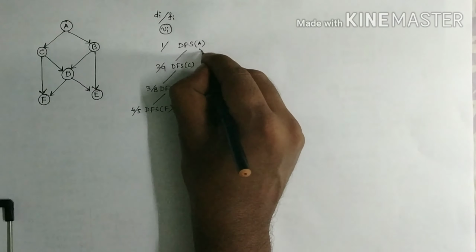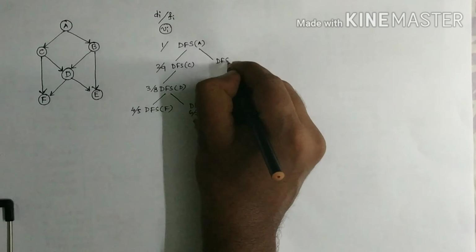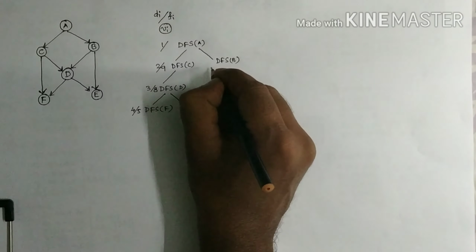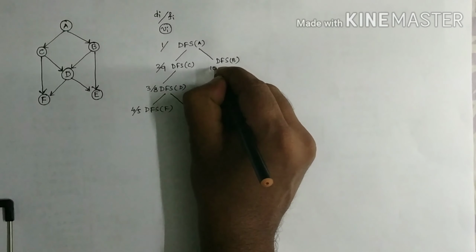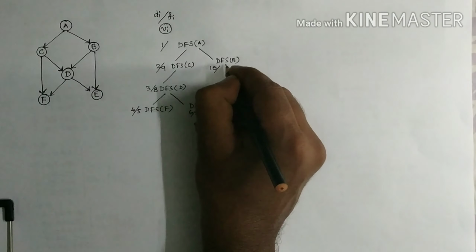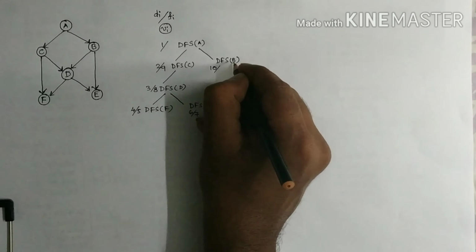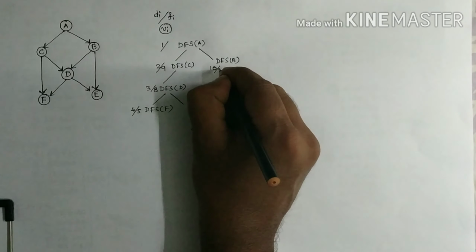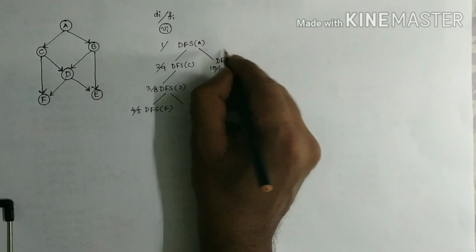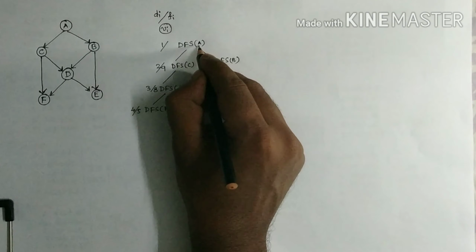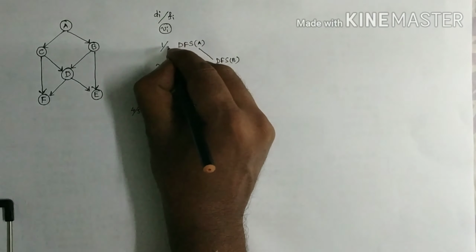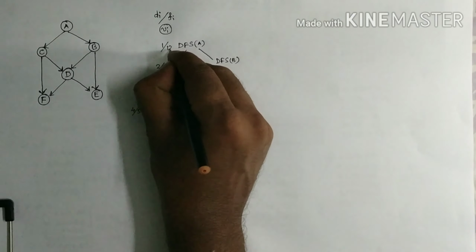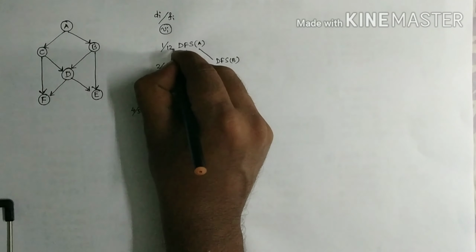Yes, B. So call DFS for B. So here discovery time 10. Now is there any unvisited vertex of B? No. So finish B. So finish time here 11. Backtrack, go to A. Is there any unvisited vertex of A? No. So finish A. So here finish time of A is equal to 12.